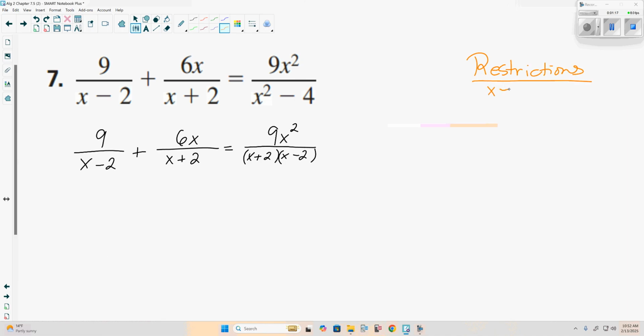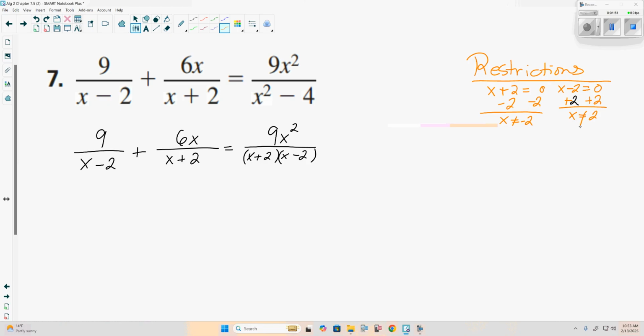Restrictions. The two places where we cannot have a denominator be 0 are with x plus 2 and x minus 2. With our x plus 2, we'd subtract 2, telling us that x can't be negative 2. With our x minus 2, when x is positive 2, it makes one of the denominators be 0, so x cannot be 2 or negative 2. If we get one of those two, just like we saw on Tuesday, we have to throw that solution out.